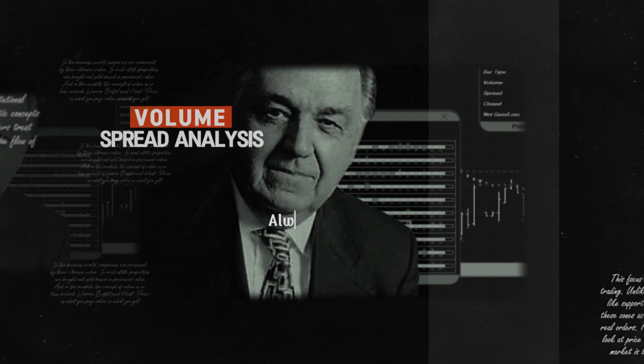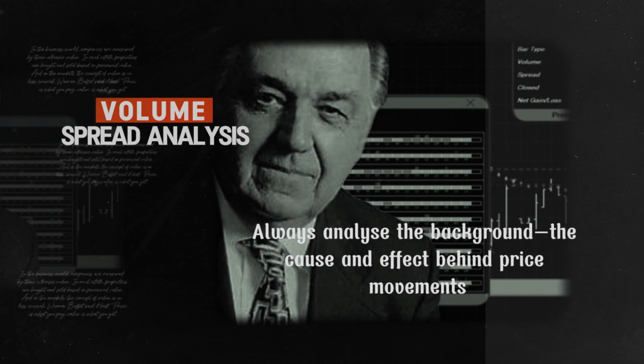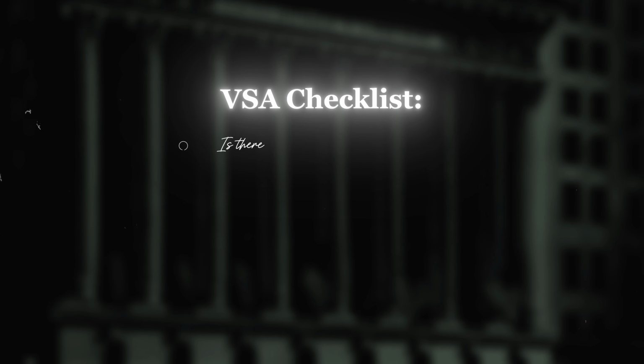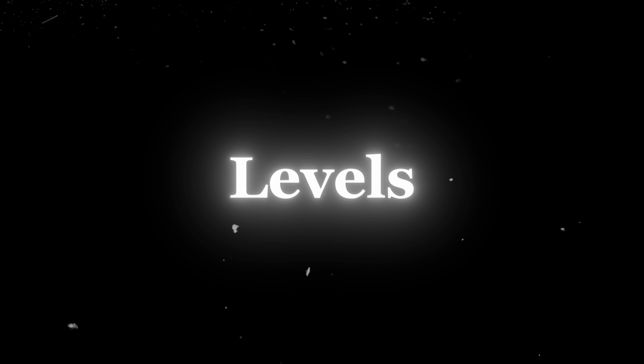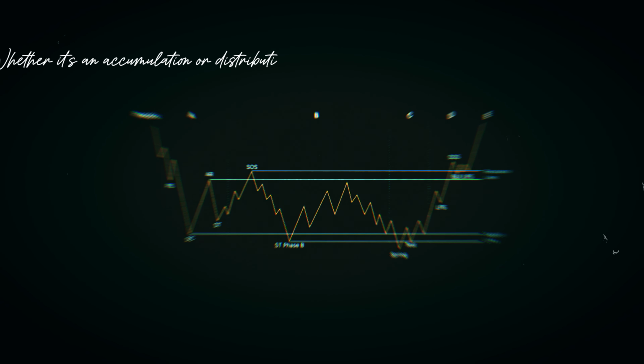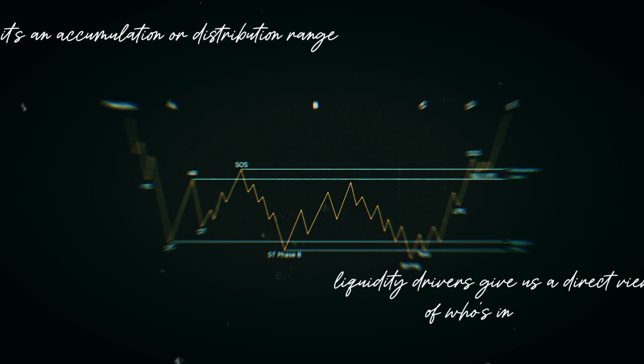In volume spread analysis, we're often taught to analyze the background, the cause and effect behind price movements. Is there strength lurking in the background, signaling a potential uptrend, or weakness foreshadowing a downtrend? We've already covered one way to spot this through climactic action, but here's another: zooming in on the actual orders coming into the market at critical levels. Whether it's an accumulation or distribution range, liquidity drivers give us a direct view of who's in control.